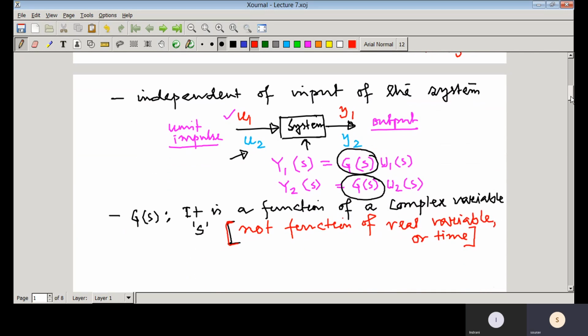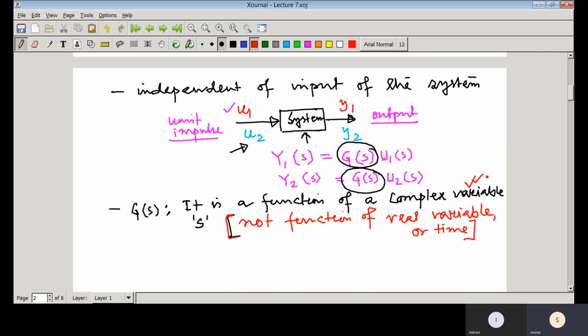And it is a function of the complex variable s, and it is independent of input. You should not be confused with that. If you think that whenever you change inputs you will get different transfer functions, it is not so. The reason is the system dynamics remains the same. If you represent the transfer function in algebraic form, that is Y1(s) equals G(s) U1(s) and Y2(s) equals G(s) U2(s), this G(s) gives you the relationship between the input variable and the output variable in the Laplace domain.